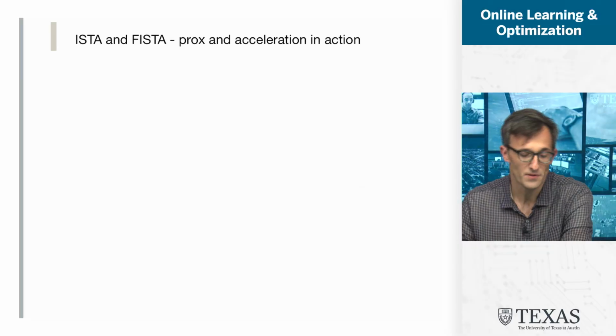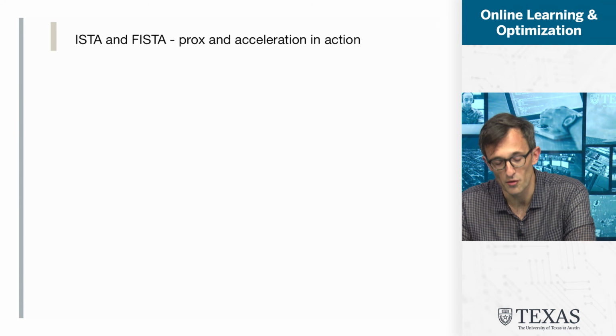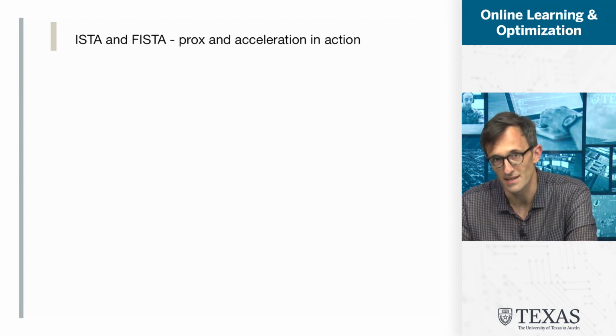in the two probably best known instantiations of proximal gradient, the algorithms affectionately known as ISTA and FISTA. ISTA stands for iterative shrinkage and thresholding algorithm, and FISTA is creatively named just the fast ISTA.